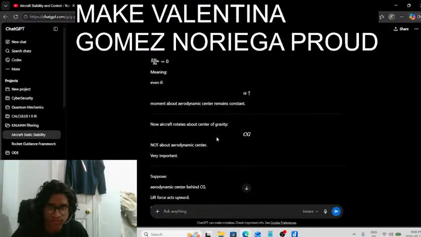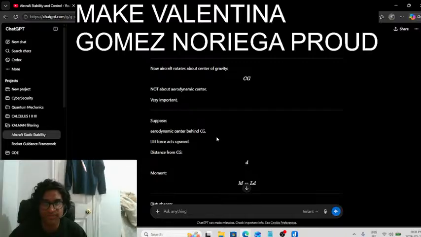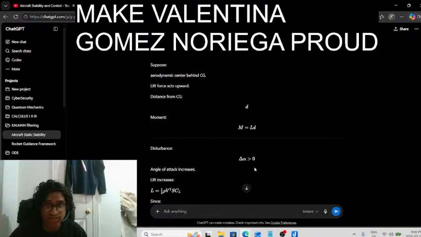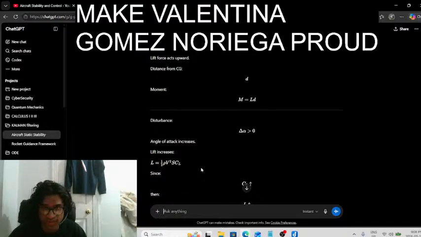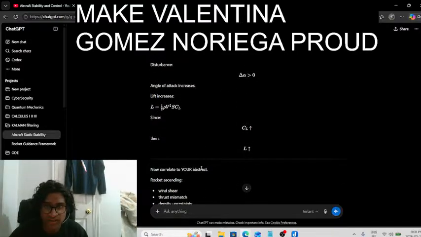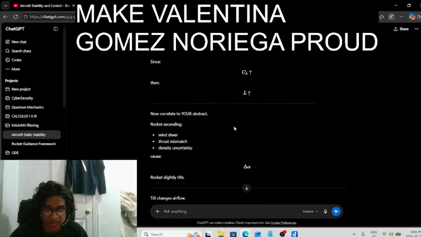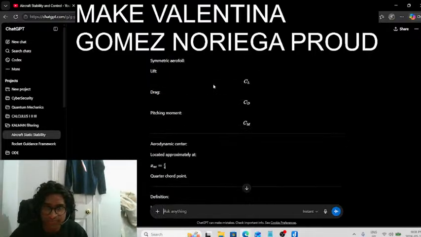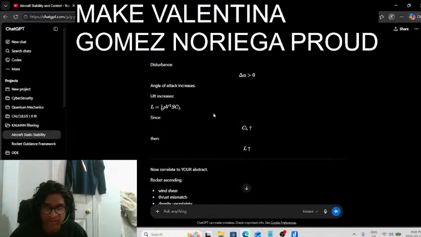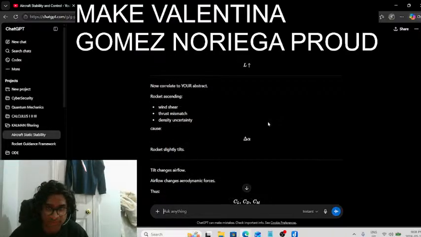Now, aircraft rotates about the center of gravity, CG, not the aerodynamic center. Now, suppose the aerodynamic center is behind the CG, the lift force acts upwards, and the distance from CG would be d, so the moment would be M equals L times d. The disturbance here is increasing, and because the angle of attack increases, the lift will increase. Since the lift is increasing, the equation, half rho v squared S C L, will also increase.